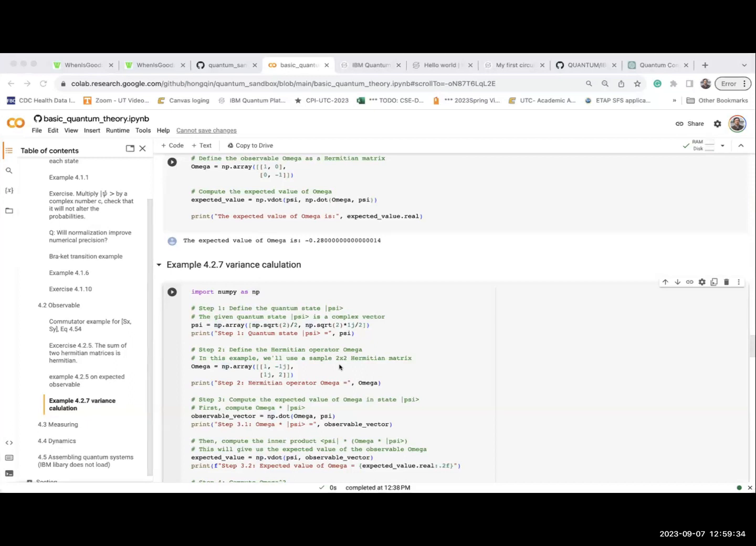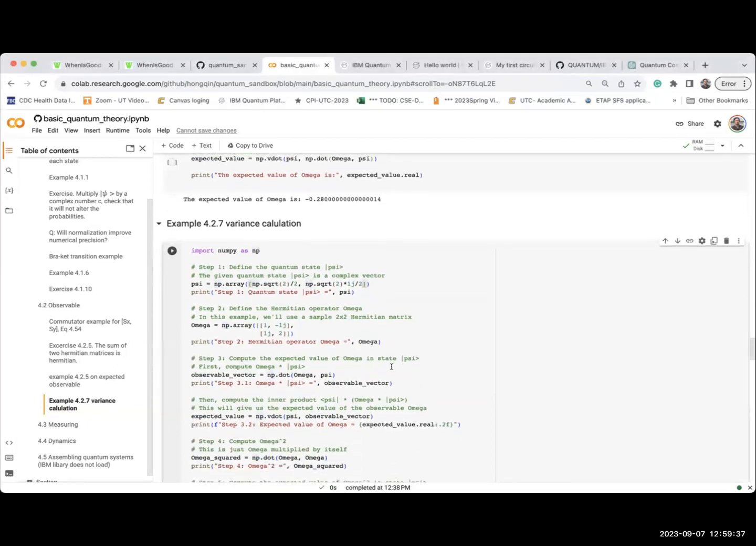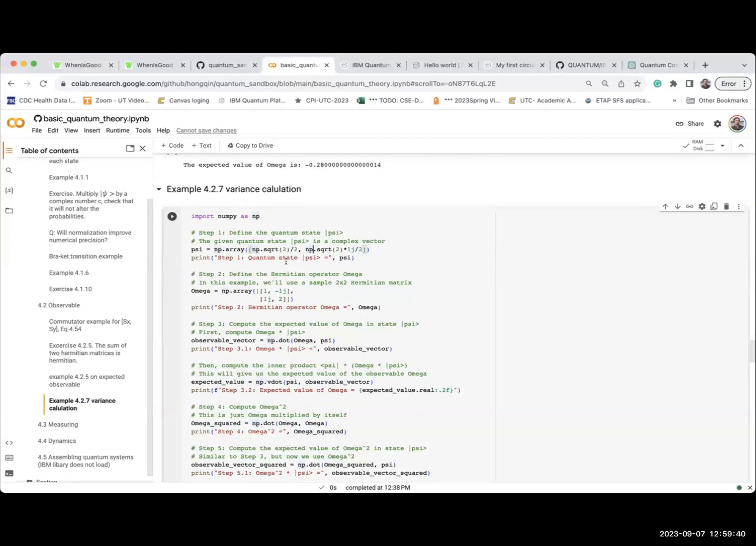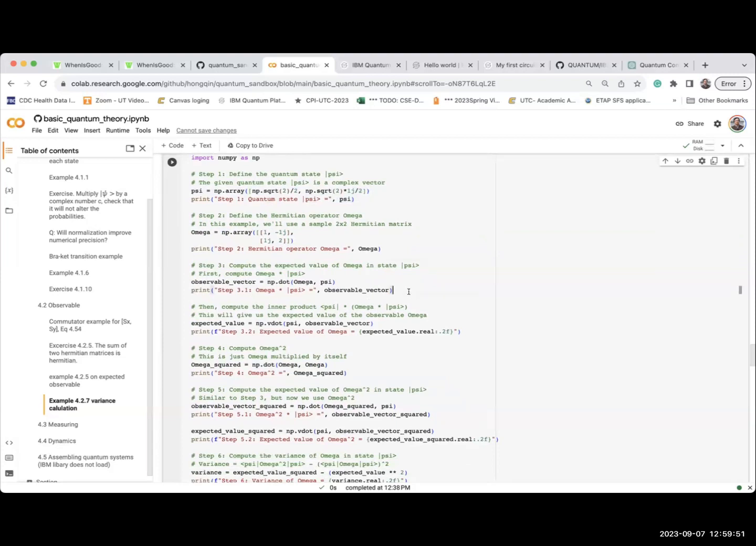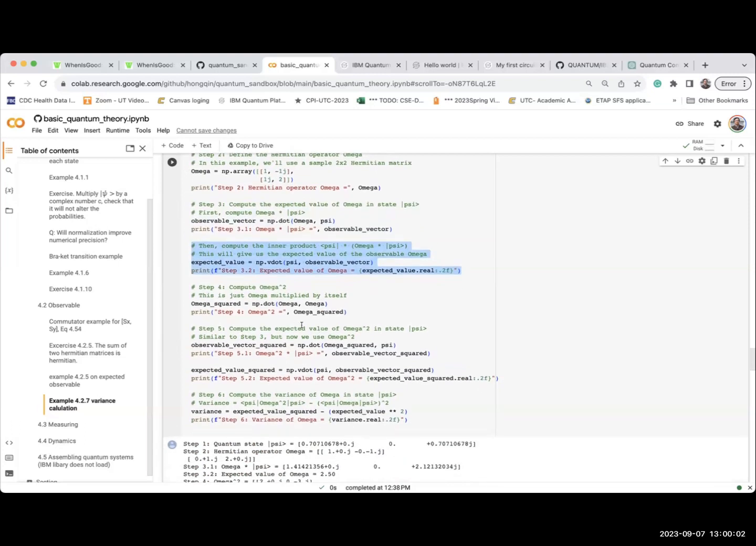Now we are calculating the variance. So that's the same psi. Omega is the same. And that's the observable vector, expected value. And what's the definition of variance again? The formula of the variance, let me look at the formula.